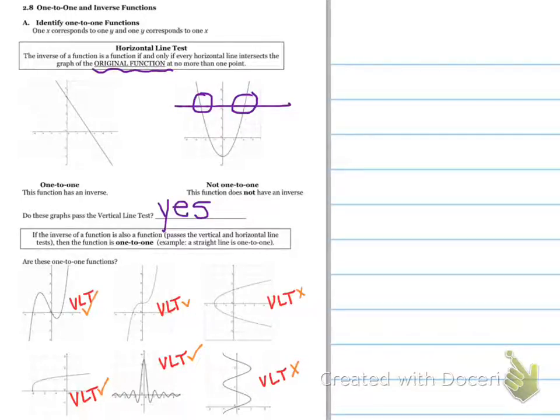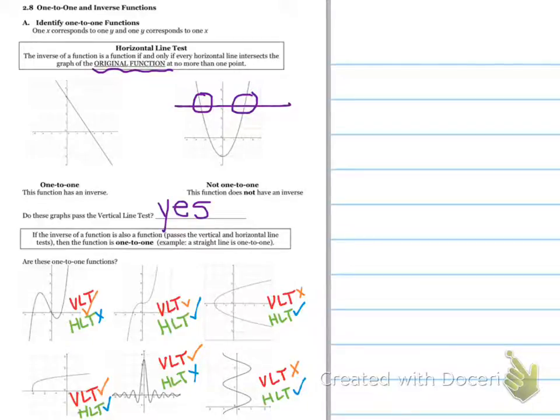Now let's look at the horizontal line test. The first one does not pass the horizontal line test. The second one does. This third one does. Down at the bottom, it does. This one in the middle does not, and this one does.